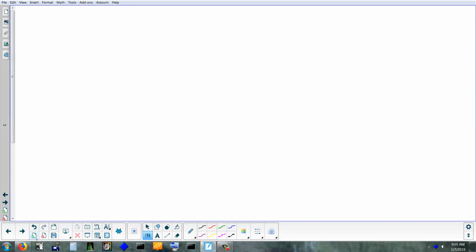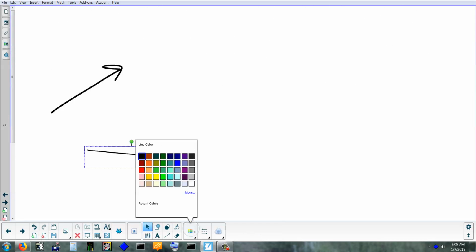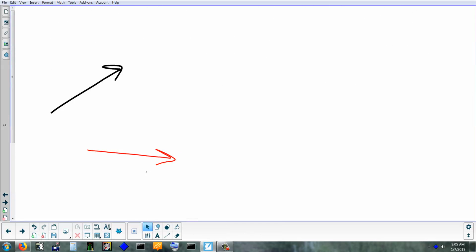Okay. Let's say that that represents vector v, and this represents vector w. If I want to add those together, what I want to do is connect them like that. I put the end of one at the beginning of the other. So that's how you connect them.